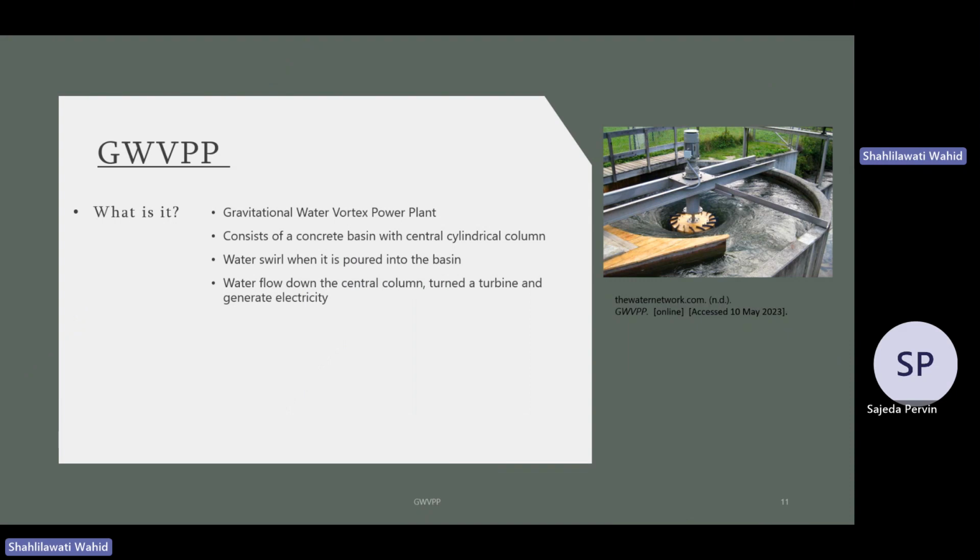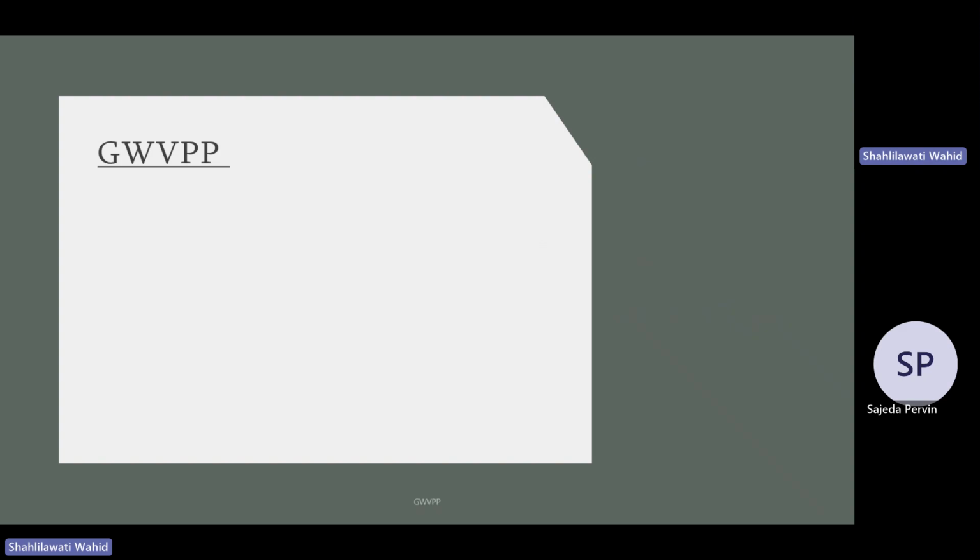So right now we're going to be talking about the introduction part, and we'll be introducing what GWVPP is, and we'll be talking about the location our project will be at. So to begin with, what is GWVPP? GWVPP stands for Gravitational Water Vortex Power Plant, and it consists of a concrete basin with a central cylindrical column. When water is poured into the basin through a nozzle, a vortex will be created. When water flows down the central column, it turns a turbine located at the base of the column, and electricity will be generated.